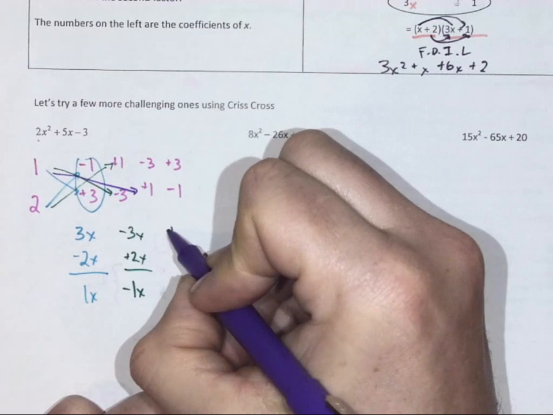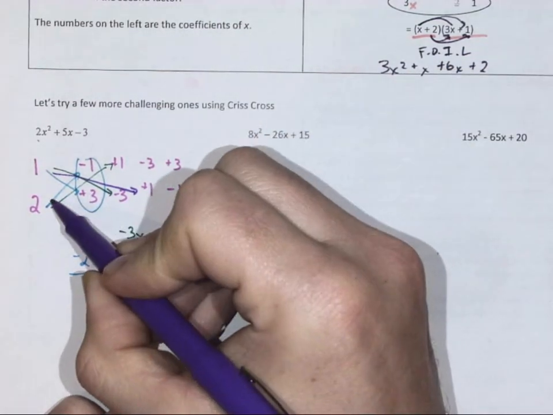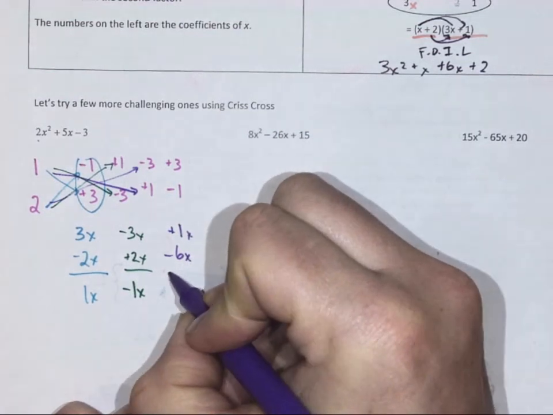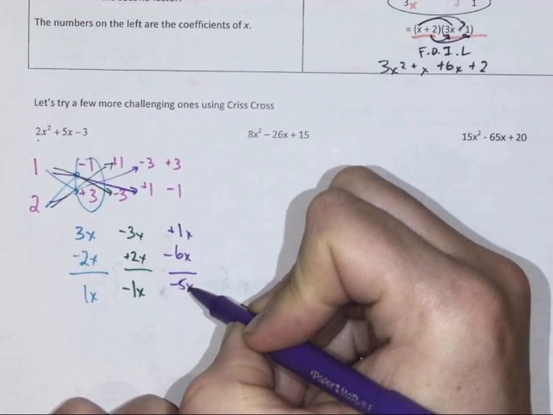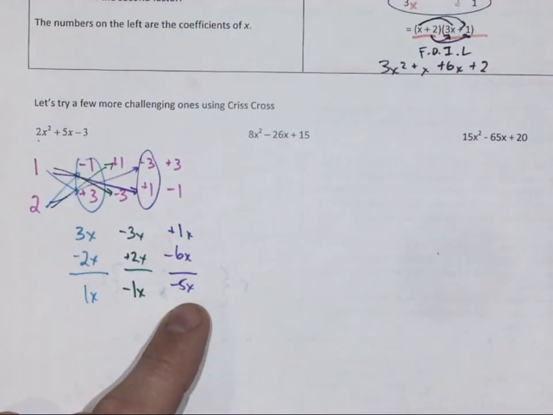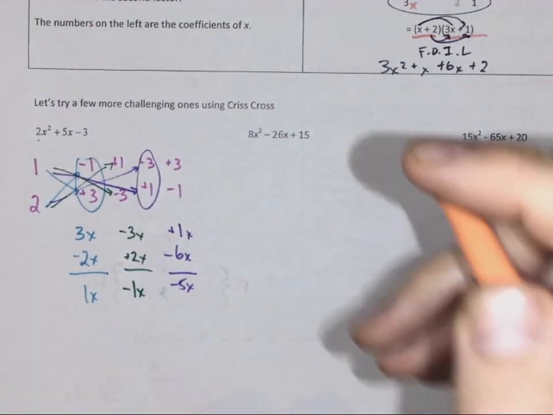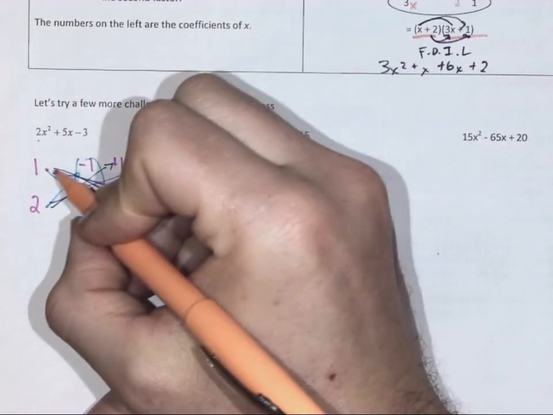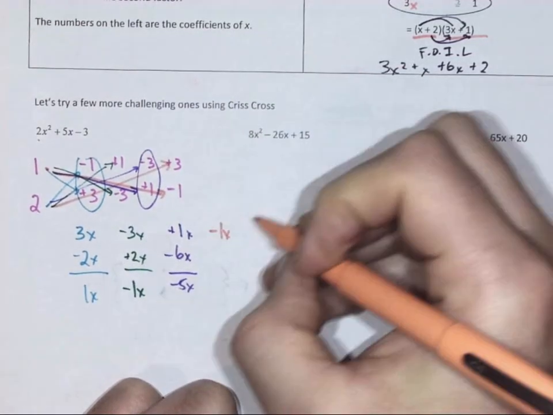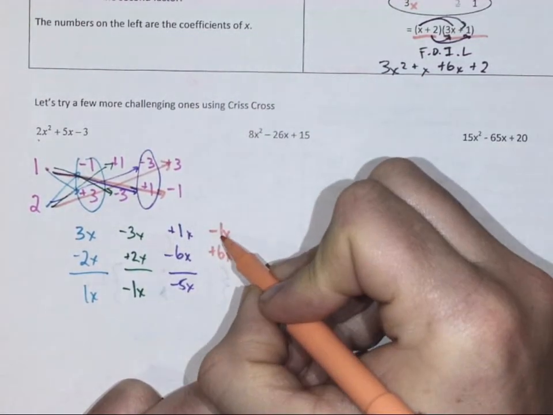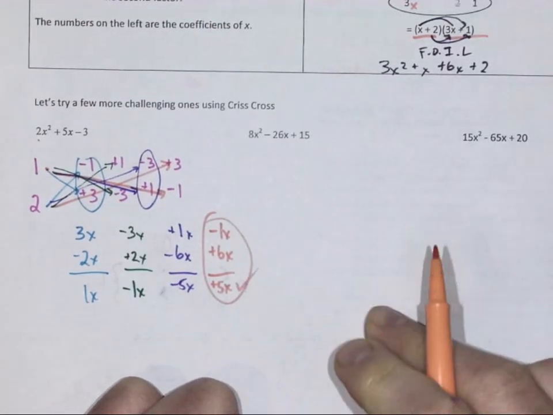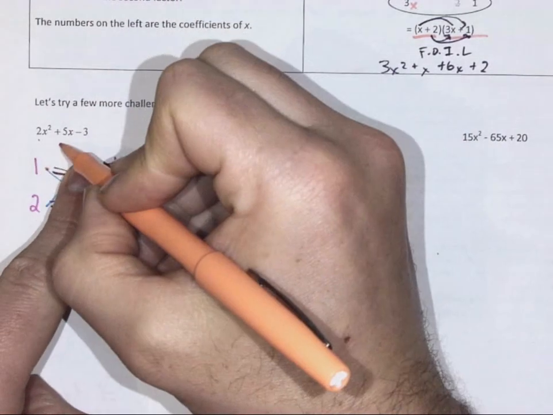1 times +1 is +1. 2 times -3 is -6. Those are x's. And I got -5x. Well, I got the 5, but I got negative. That column right there, no good. If I do my last combination, 1 times -1 is -1x. 2 times 3 is +6x. -1 plus 6 is +5x's. Hey, that works. That's what I'm looking for. There we go. I got it.